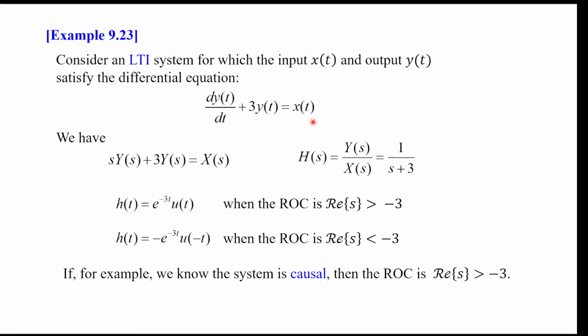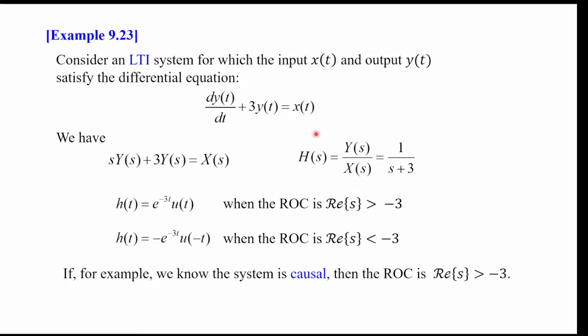Here we do this a bit slowly. We do Laplace transform on both sides. The Laplace transform of dy/dt becomes s times big Y of s, and then 3y just transforms to 3 big Y, and we have big X of s. Then we group big Y and big X together, so H(s) equals big Y(s) divided by big X(s). The remaining thing is 1 divided by s plus 3. So this is really simple algebra.